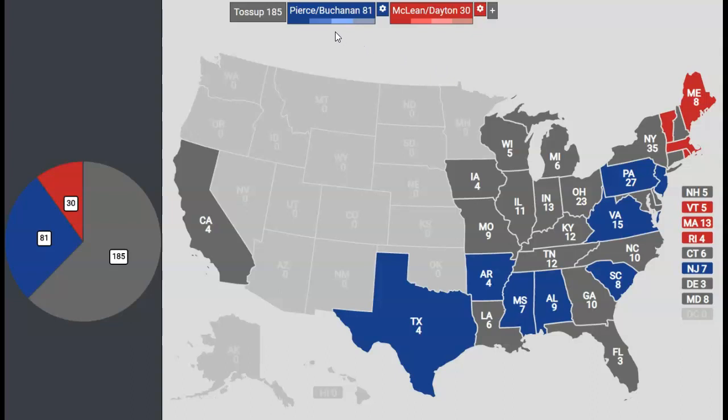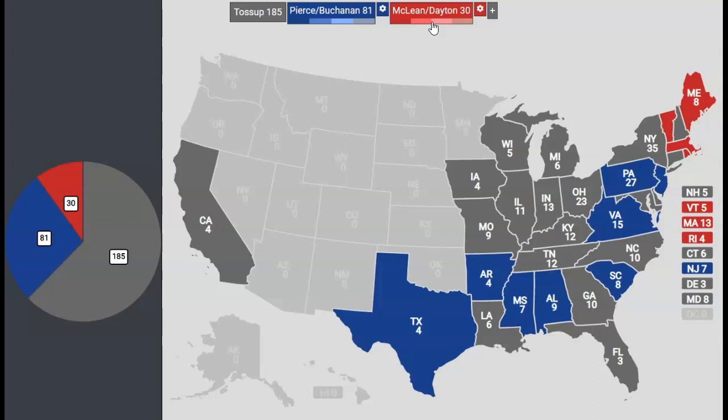Today we have Democrat nominee, New Hampshire Senator Franklin Pierce, with his running mate, Pennsylvania Senator James Buchanan. And for the Republican nominee, we have Associate Justice John McClain with his running mate, I think, Ohio Senator John C. Dayton. Correct me if I'm wrong.